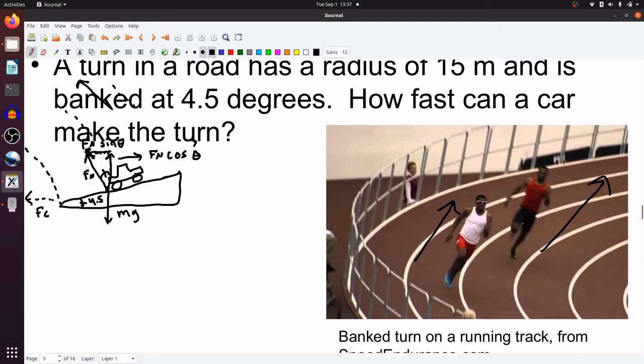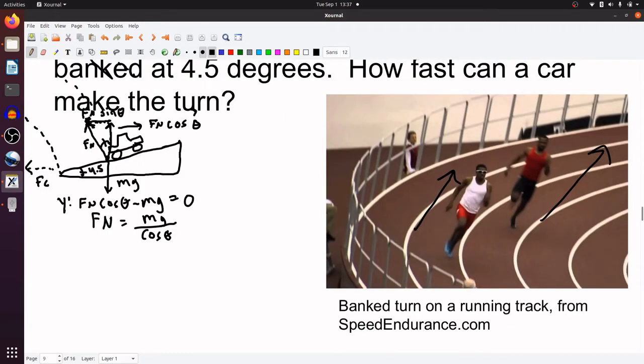Okay. All right, so just like last time, we'll start with what's along our vertical, and this is our traditional vertical. We have Fn cosine of theta minus mg, and once again, we're assuming that this car is only sliding up and back the ramp, so it's going to have a net force of 0. And so this time, Fn is going to be mg over the cosine of theta. Oh, that's new.